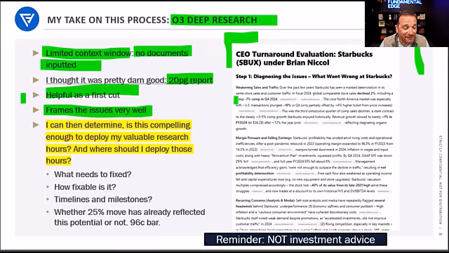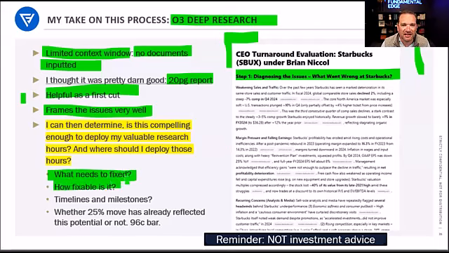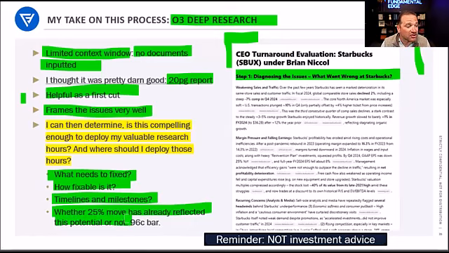Right, that might save me 5 or 10 or 15 hours of the process, to start with this report to then understand, okay, is this compelling enough to deploy my valuable research hours? And where should I deploy those hours? What needs to be fixed? How fixable is it? What are the timelines and milestones? And try to understand whether the 25% move up in the stock has reflected the potential improvement of the business or not, right? Whether there's more to come or whether we've overshot this situation.